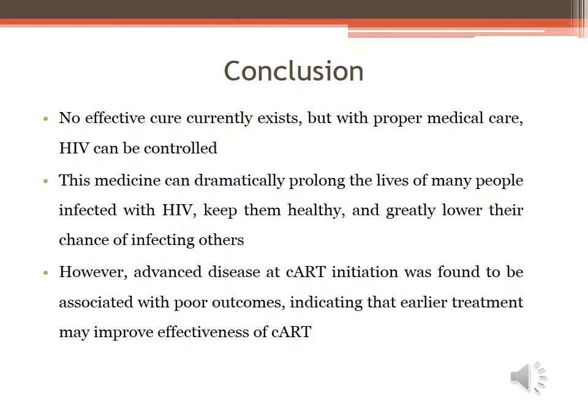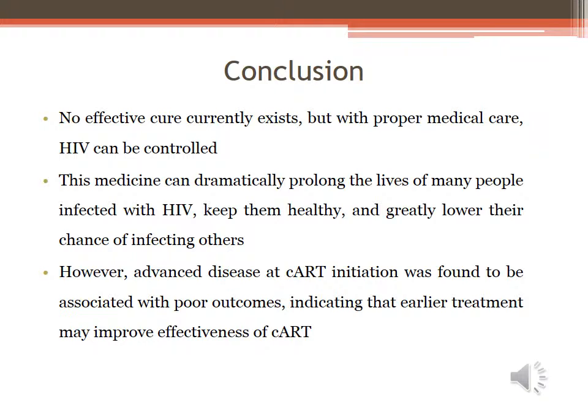In conclusion, three major objectives of immunological therapy are to restore immune function, enhance the efficiency of ART in suppressing virus replication, and serve as an intervention approach that results in viral suppression in the absence of conventional ART. No effective cure currently exists, but with proper medical care, HIV can be controlled. The medicine used to treat HIV is called antiretroviral therapy, or ART. If taken the right way, every day, this medicine can dramatically prolong the lives of many people infected with HIV, keep them healthy, and greatly lower their chance of infecting others.